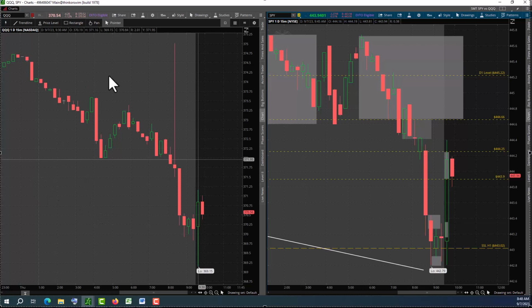So we have a smart money divergence right at 9:30. QQQ makes a low, while the SPY makes a higher low. See that? Yep.